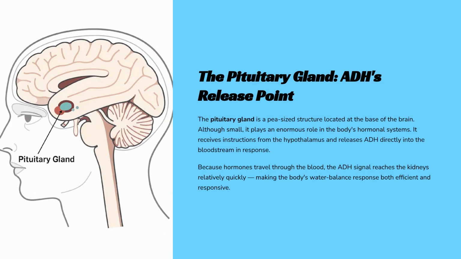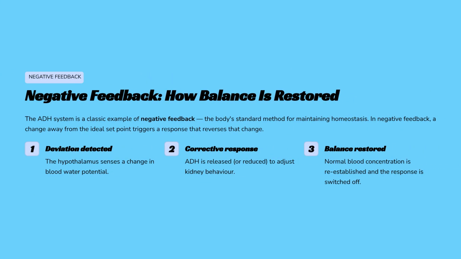The pituitary gland, although small, plays a large role in hormonal systems. It receives instructions from the hypothalamus and releases ADH directly into the bloodstream, allowing the ADH signal to reach the kidneys quickly for an efficient water balance response. The ADH system exemplifies negative feedback.